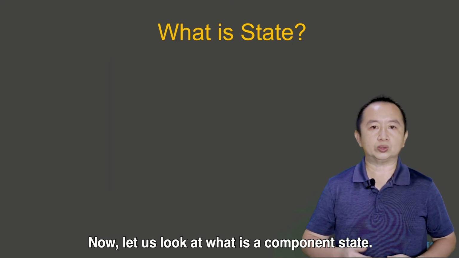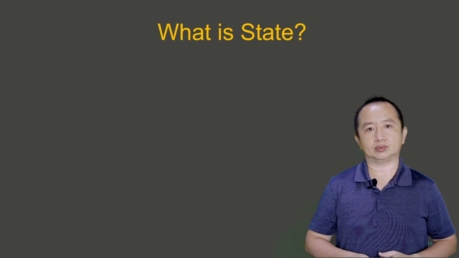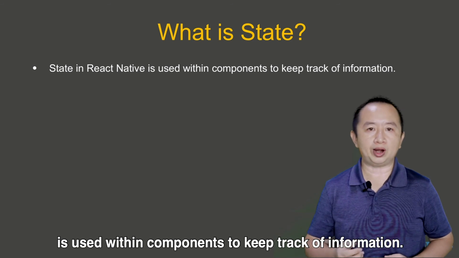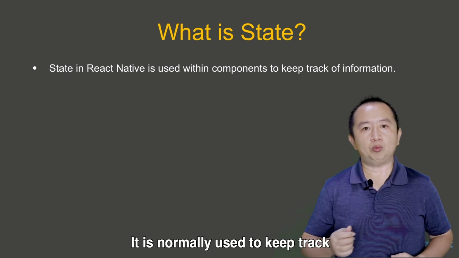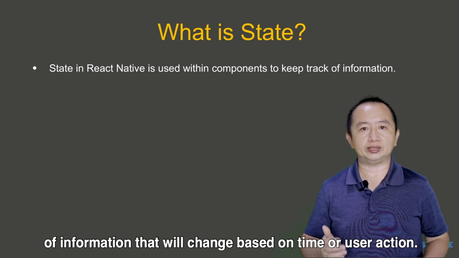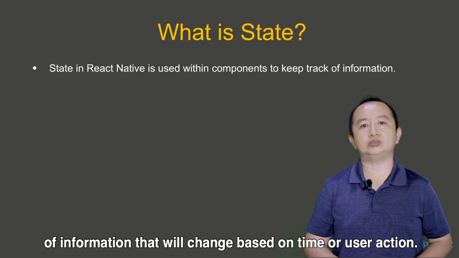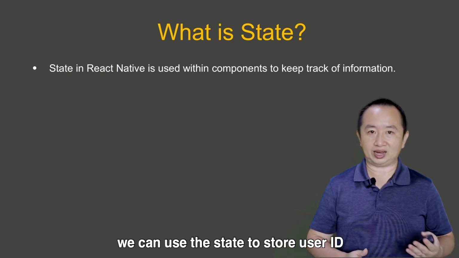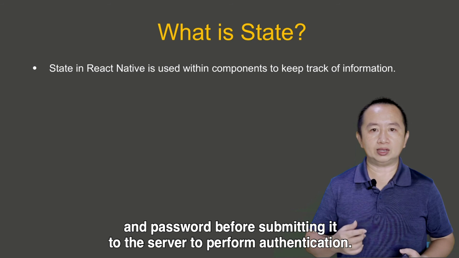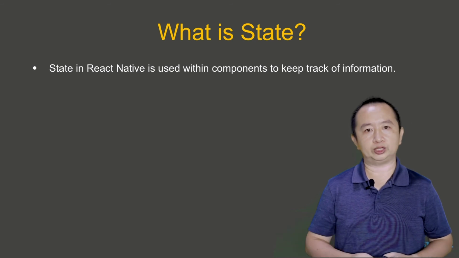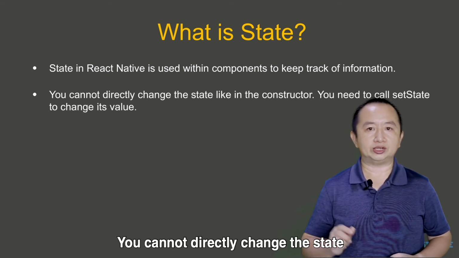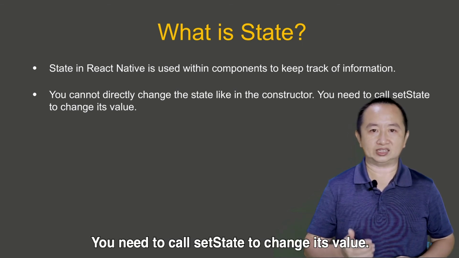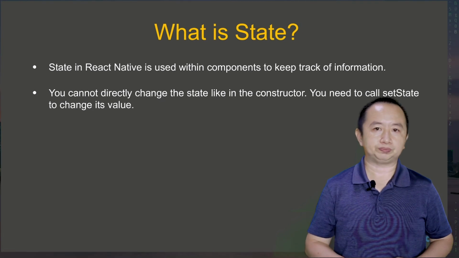Now, let us look at what is component state. State in React Native is used within a component to keep track of information. It is normally used to keep track of information that will change based on time or user action. For example, we can use a state to store user ID and password before submitting it to the server to perform authentication. You cannot directly change the state, except in the constructor. You need to call setState to change its value.